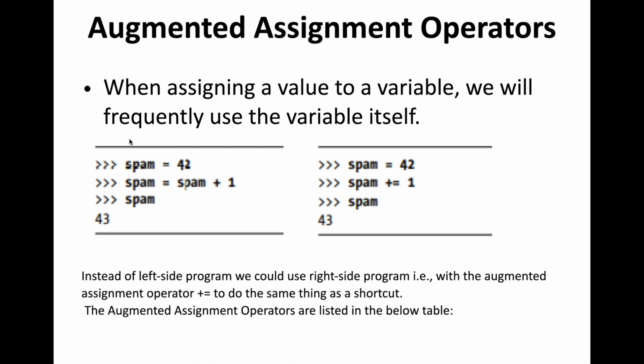Next, the last thing: augmented assignment operators. When assigning a value to a variable, see the example here. You can assign a value to a variable in both of these ways. This is the first way and this is the second way. In the first way, you have created a variable spam and you are assigning the value 42. So spam is equal to spam plus 1. Obviously it will print 43. You are adding one to your value, that is 42, so your output is 43.